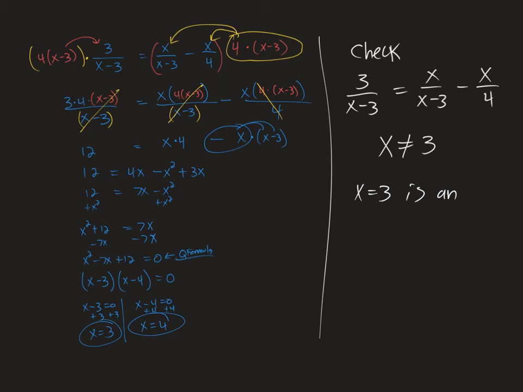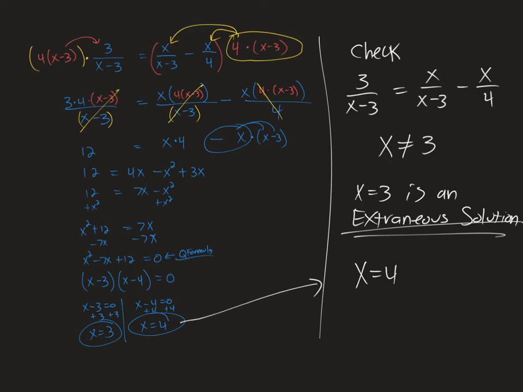Let's see if I can fit that. Extraneous, let me rewrite that because I think you want to write it out, is an extraneous solution. However, we've got good news. x equals 4 is a solution, because if I plug in x equals 4, I don't run into that divide by 0 problem.